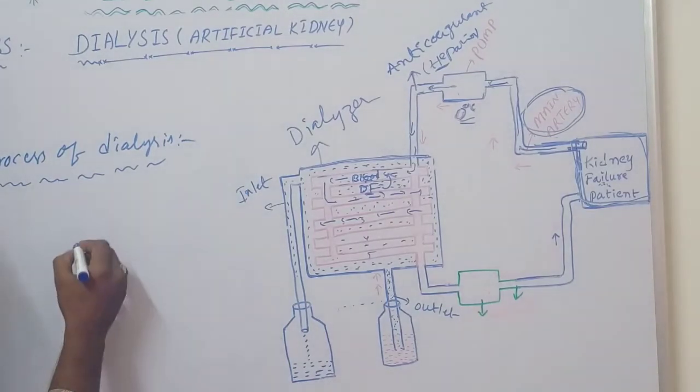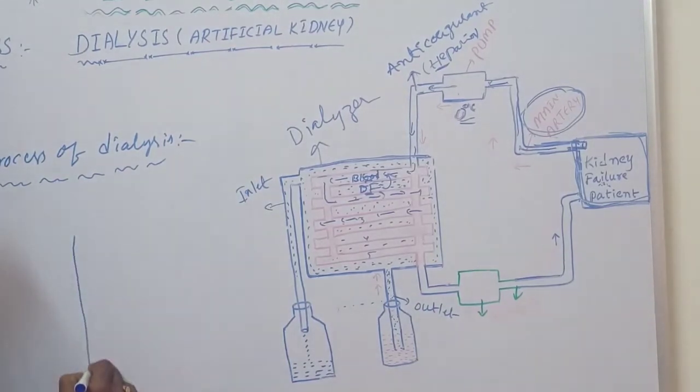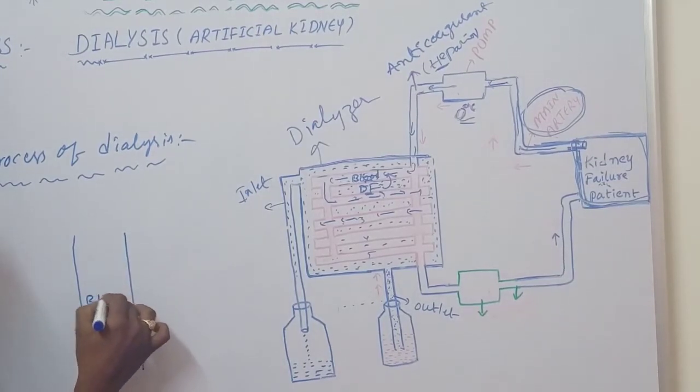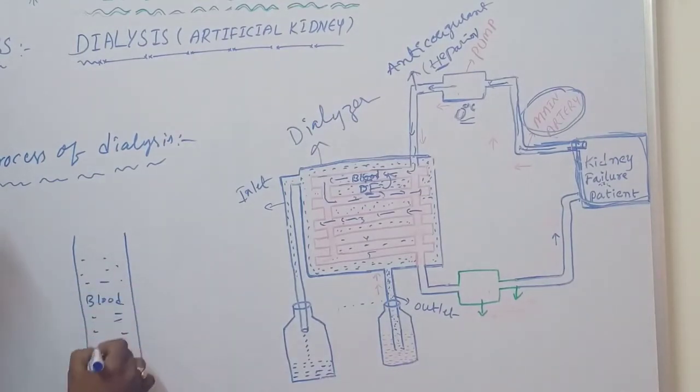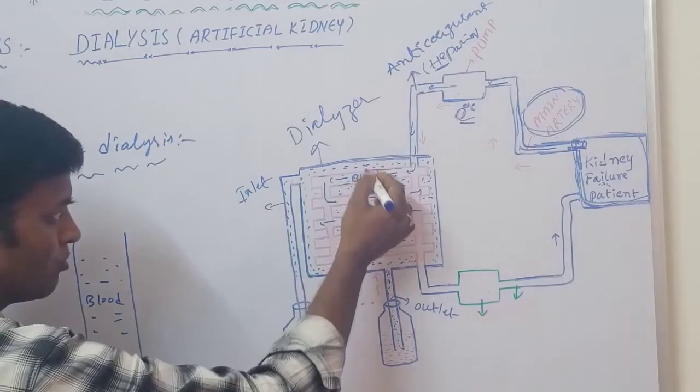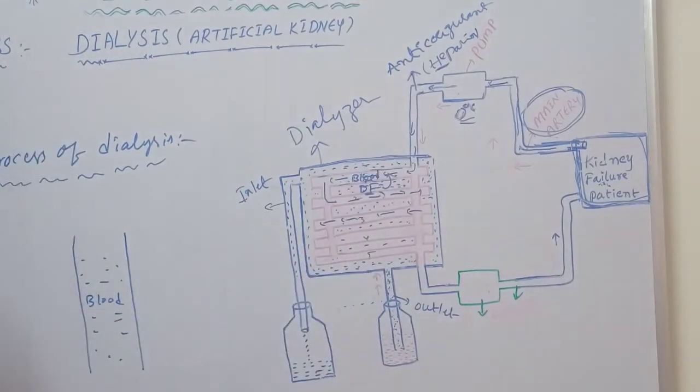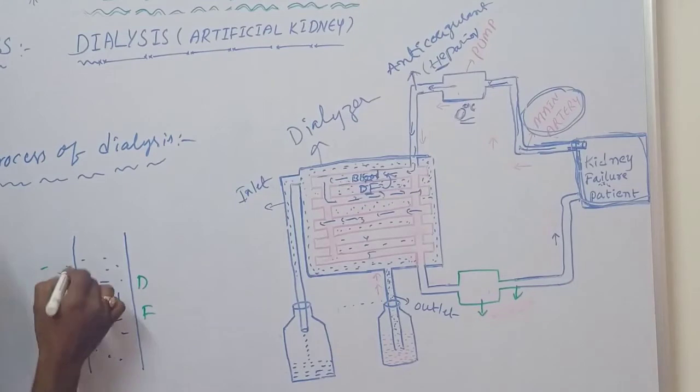Now we'll compare here. So this is the channel. Inside the channel, what is there? Blood is there. Next, on both sides of the blood, what is there? Dialyzing fluid is there. Yes, this is dialyzing fluid.